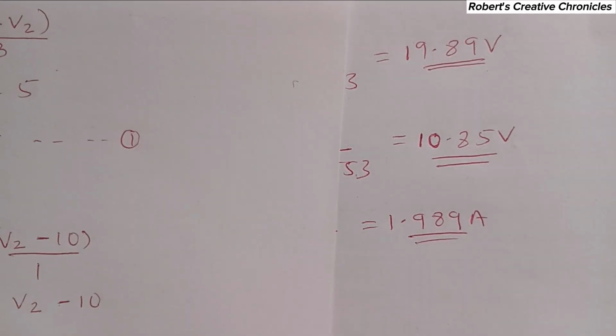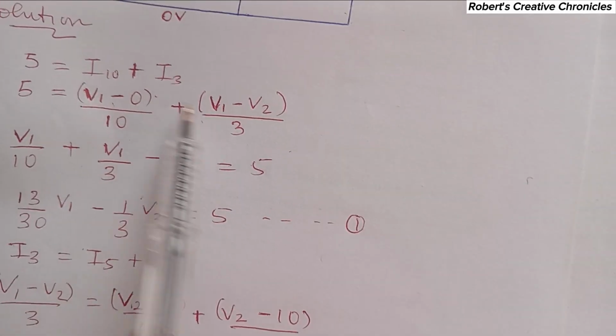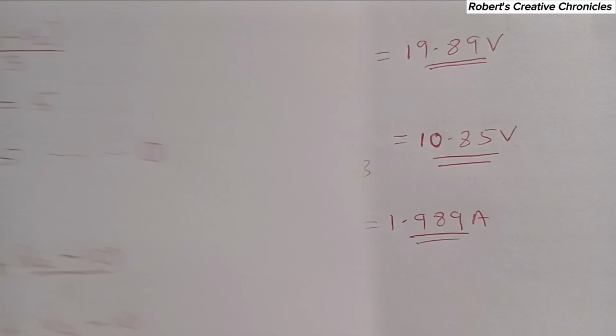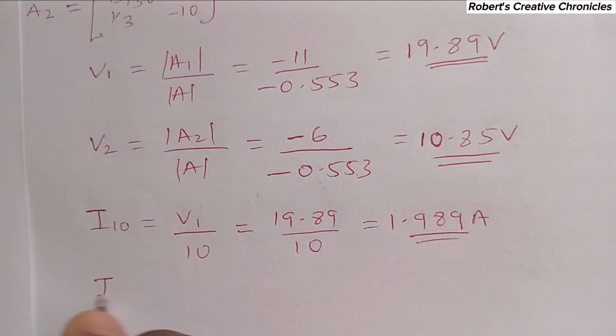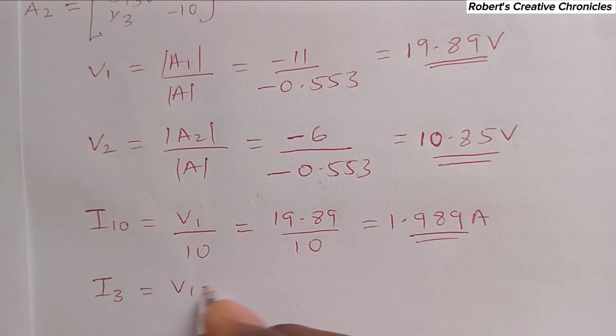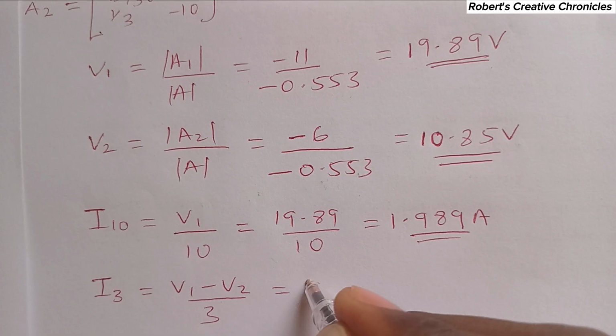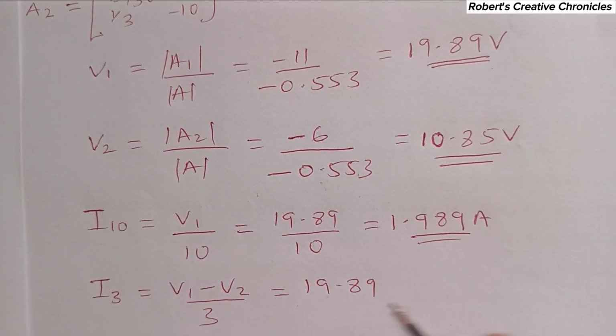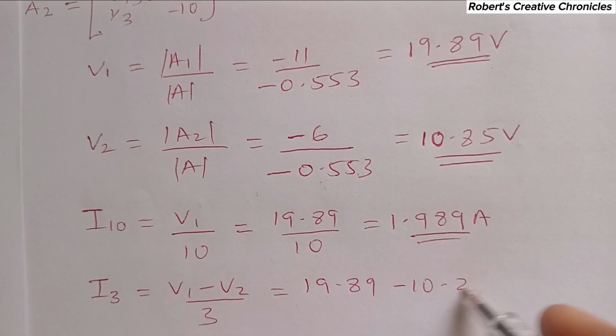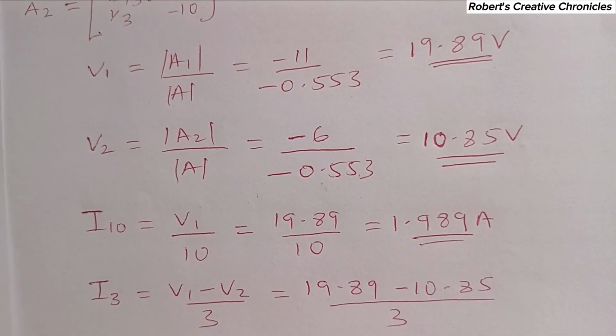So now, I3 is V1 minus V2 over 3. So we'll say I3 is V1 minus V2 over 3. That's 19.89 minus 10.85 over 3.